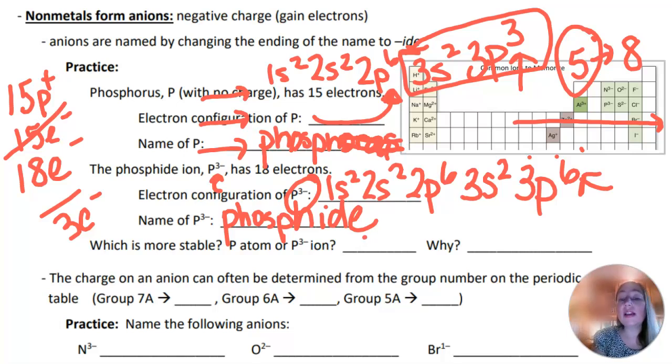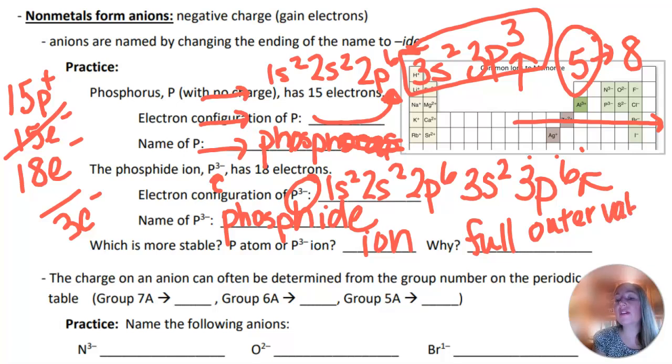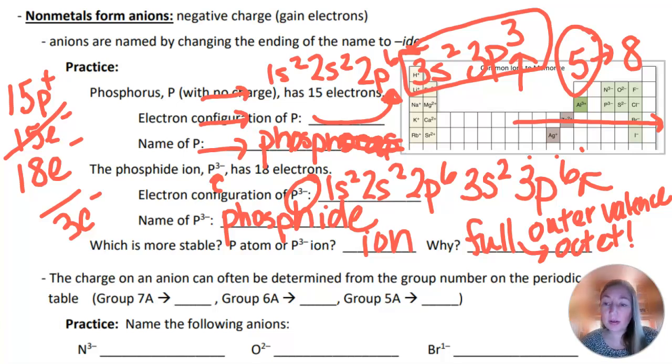What's more stable? Again, the ion. Why? Again, that full, outer valence shell, that filled octet. It wants to have that full octet and to be like a noble gas because they're not very reactive. Noble gases aren't very reactive. Ions that are like noble gases are also going to be filled and less reactive.